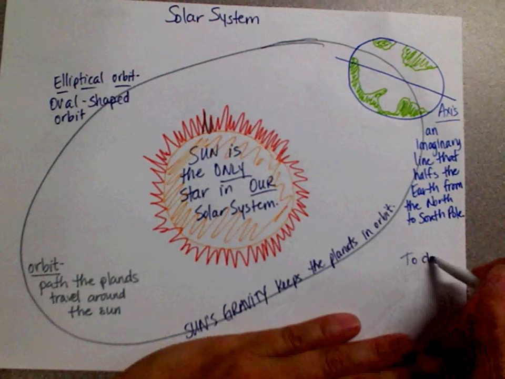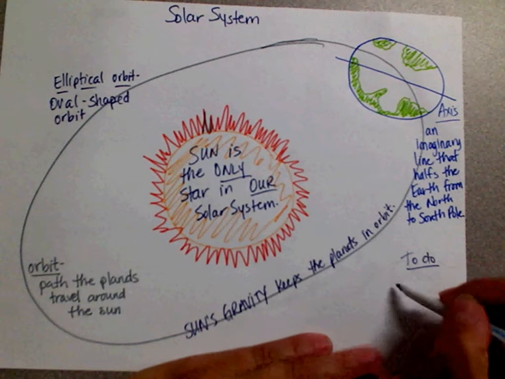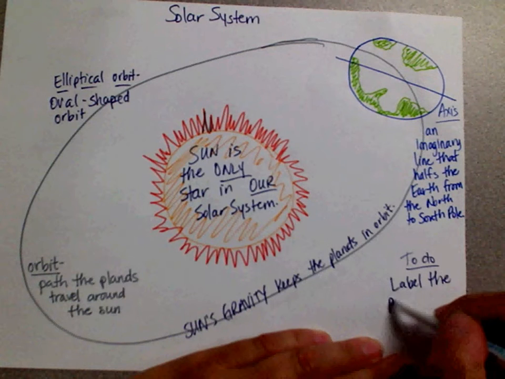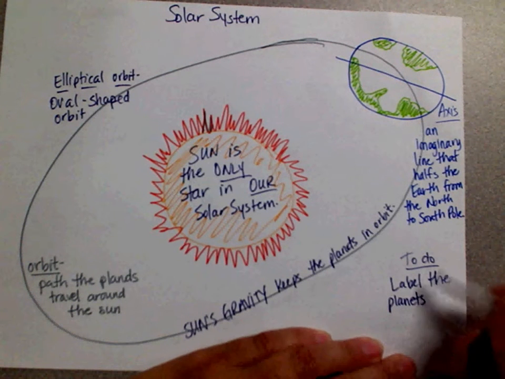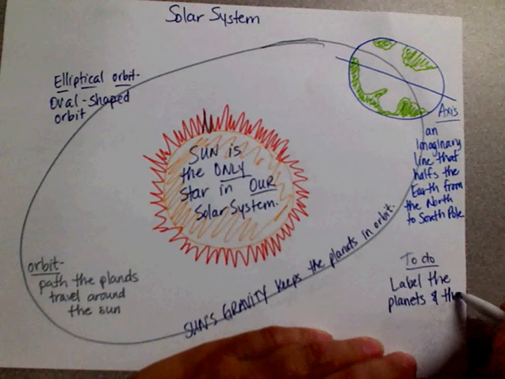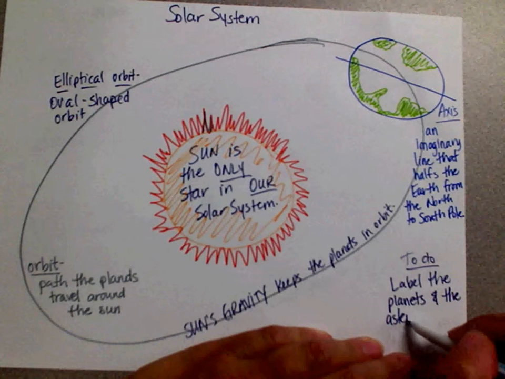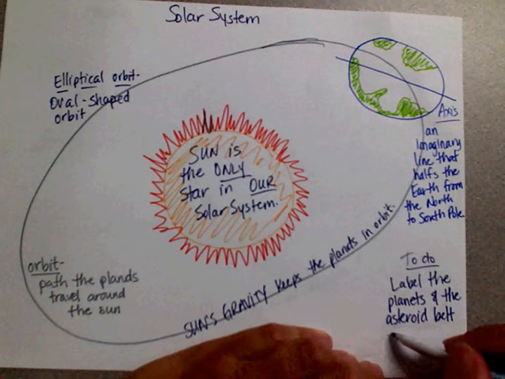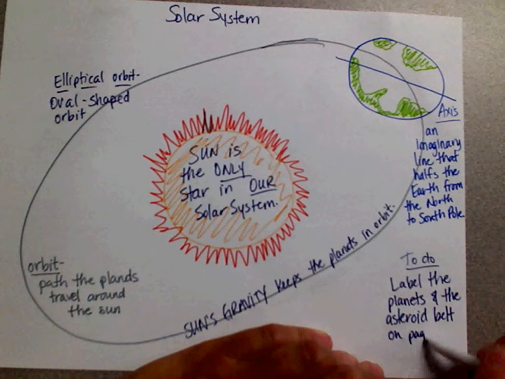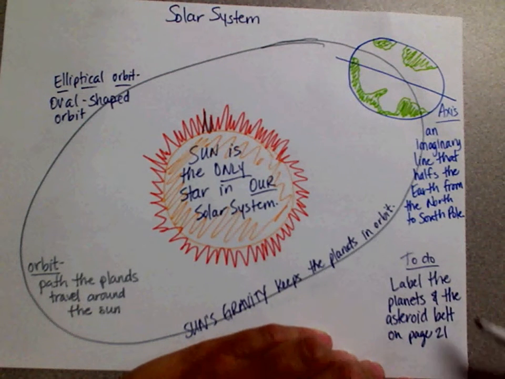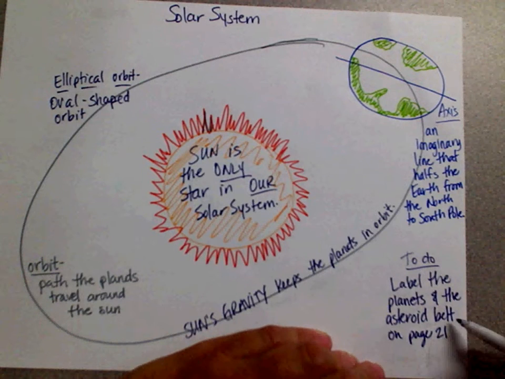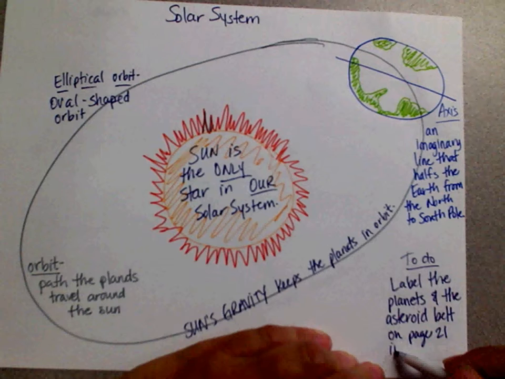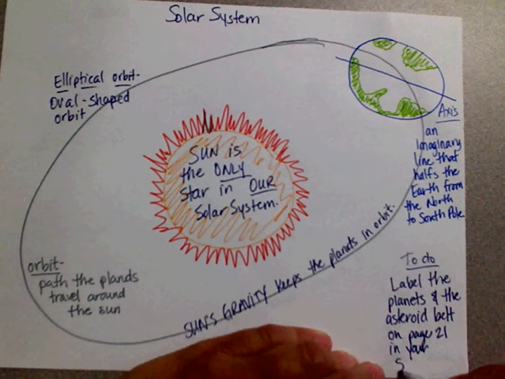And you're also going to label the planets. You don't have to write this down here. This is just so you can see what I'm saying. Label the planets and the asteroid belt. Where's that asteroid belt again? On page 21. Good job. Asteroid belt is between Jupiter and Mars. So label those planets and the asteroid belt on page 21 in your study guide. Good job. Okay.